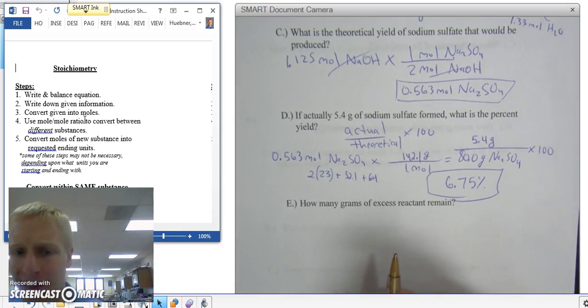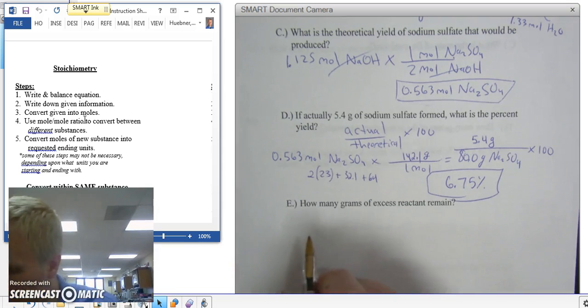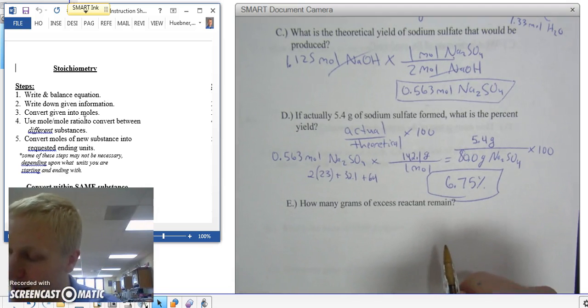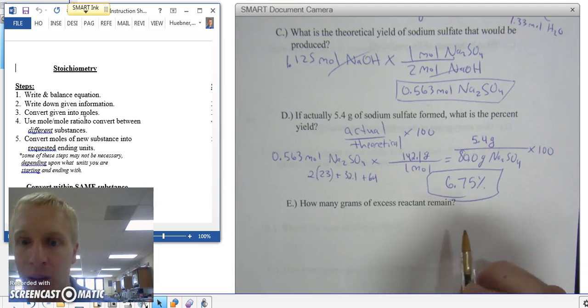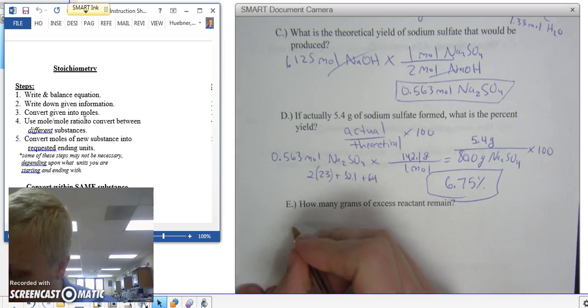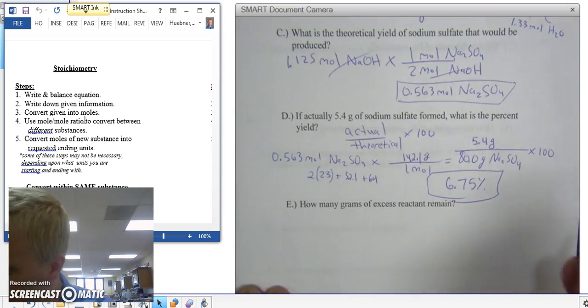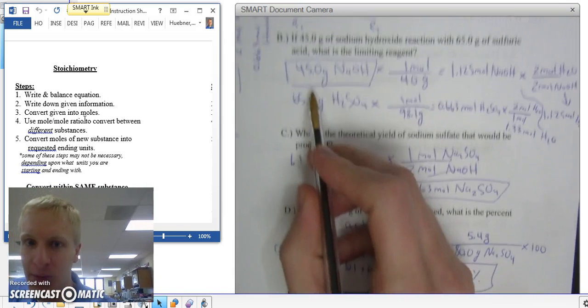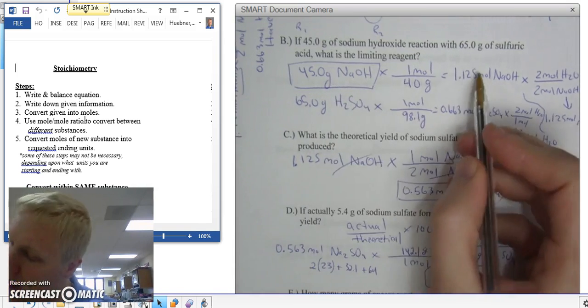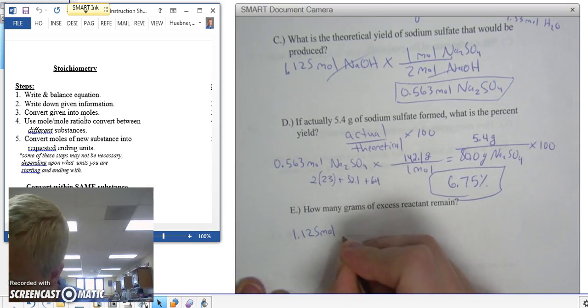Alright, now we have the last one, E. This is usually the most challenging. If you can get this, then the rest of stoichiometry is no problem, and you'll get an A on the test. How many grams of excess reactant remain? Okay, so we got to start with our limiting reactant. You start all stoichiometry with a limiting reactant. And I'm going to have to go through this a little quick because I have a 15-minute limit, and this has been a long video. Alright, limiting reactant we said was 45 grams of NaOH, converted to the moles, 1.125. 1.125 moles of NaOH.